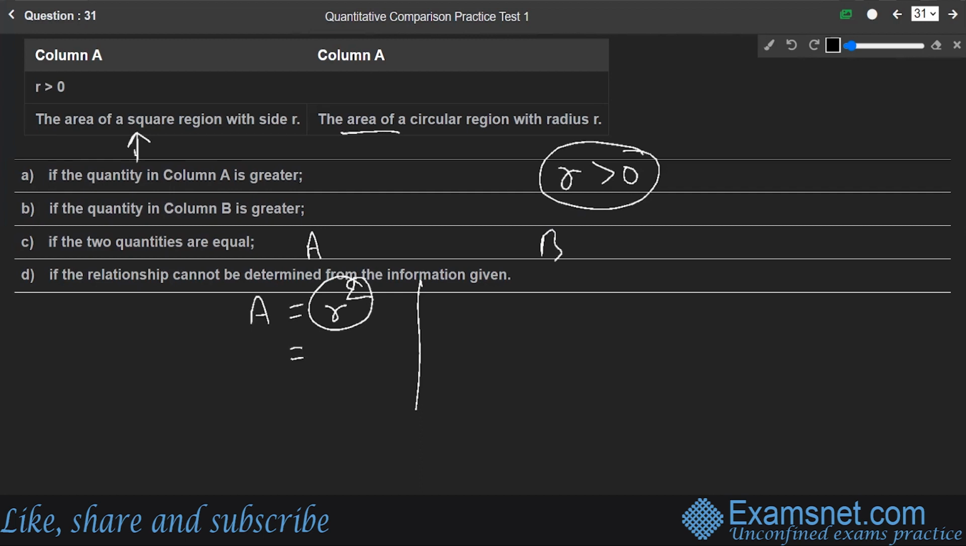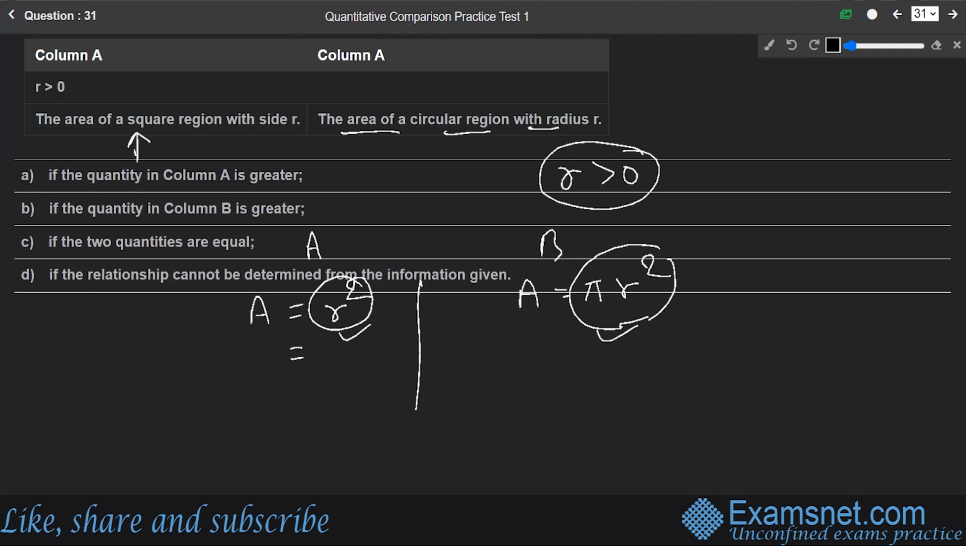They're saying the area of a circular region with radius r. So a circle has an area of pi r square. When the radius is r itself, the area becomes pi r square. Now we are supposed to compare which is greater, r square or pi r square. Since r is a positive value, even if r would have been a negative value, that is not possible because the dimension cannot be negative.